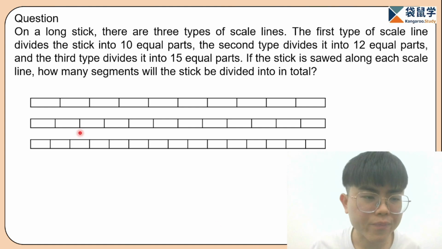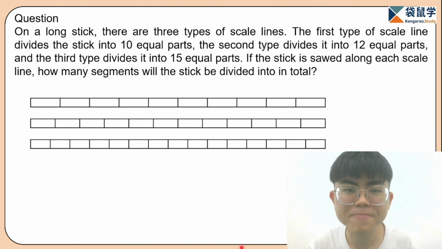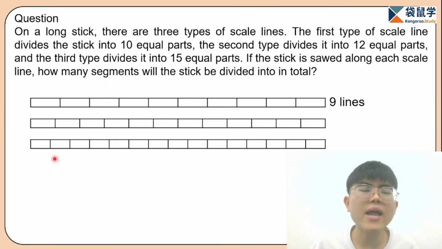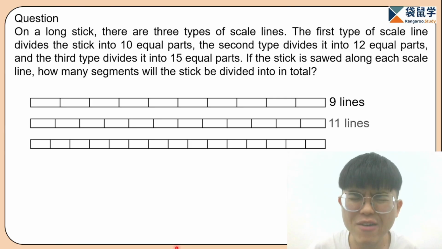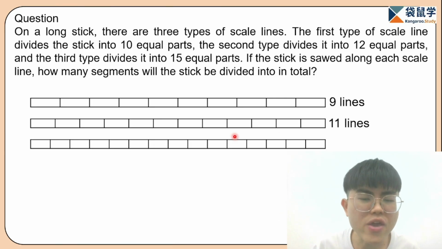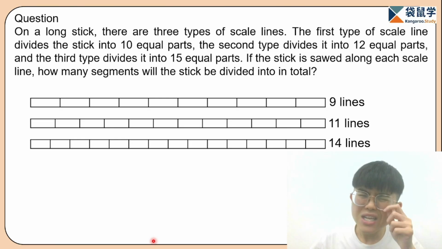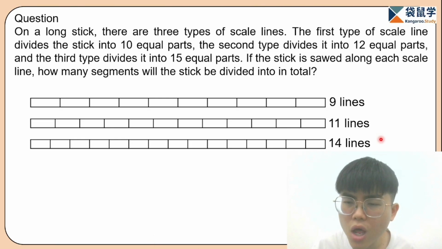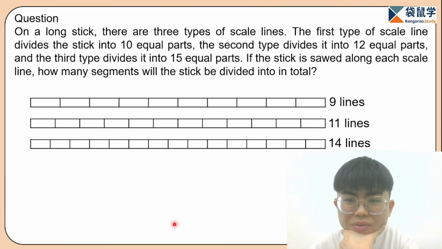Okay, everyone. Now for the first one, when we have 10 equal parts, how many lines is that? That is 9 lines. And when we divide it into 12 equal parts, how many lines is that? There will be 11 lines. And when we divide it into 15 equal parts, there will be a total of 14 lines. Some of you might think that we can just sum all of these numbers and we will get our answer. Is that true?